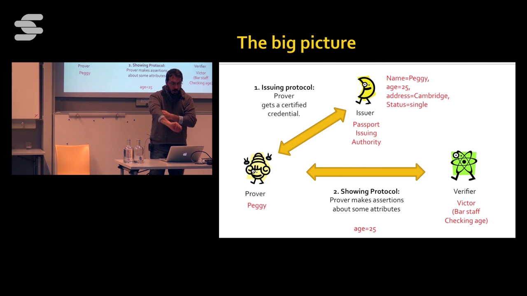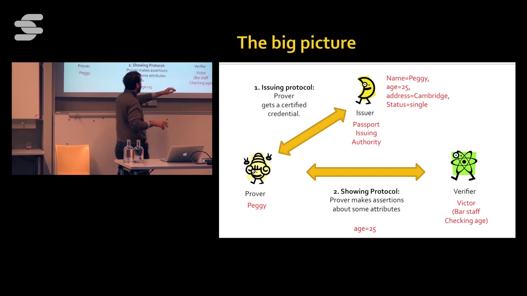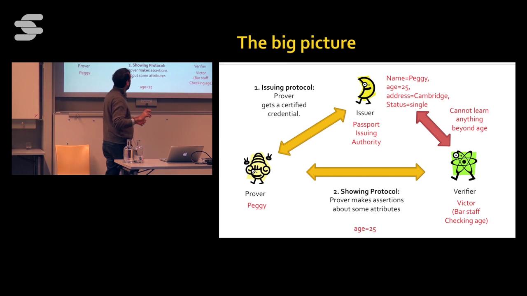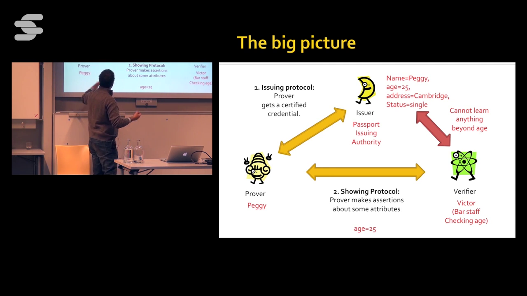Right. However, there is a very important set of security properties. First of all, Victor is indeed convinced that this is true. We cannot forge this kind of showing protocol into proving something we don't actually have as a credential. But then here is the privacy property. Now imagine Victor here takes all the information that has been exchanged here and puts it together with all the information that the issuer has issued. Together, that information should not still reveal any more attributes about Peggy.